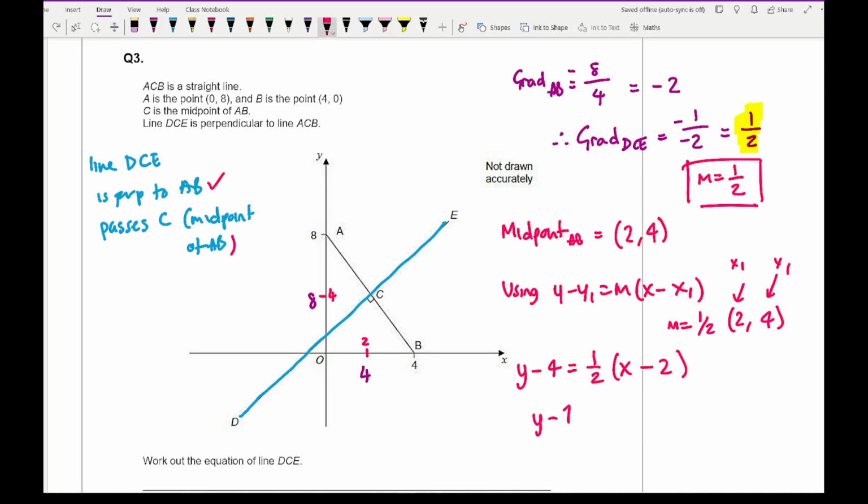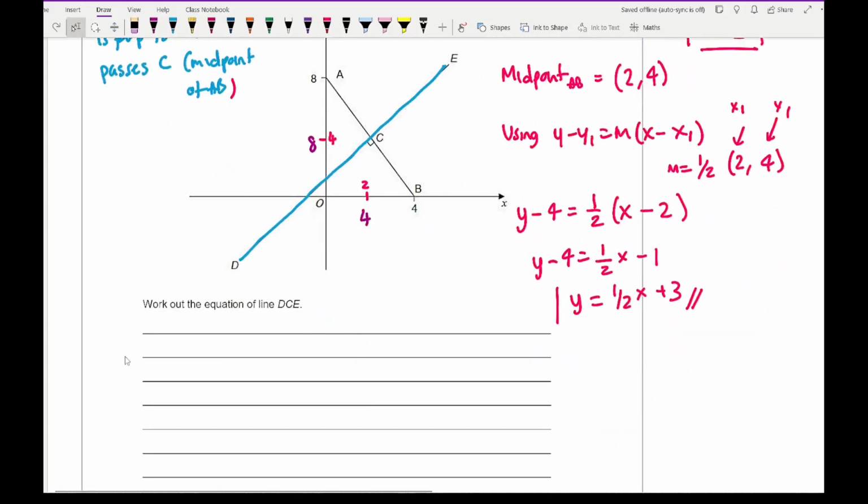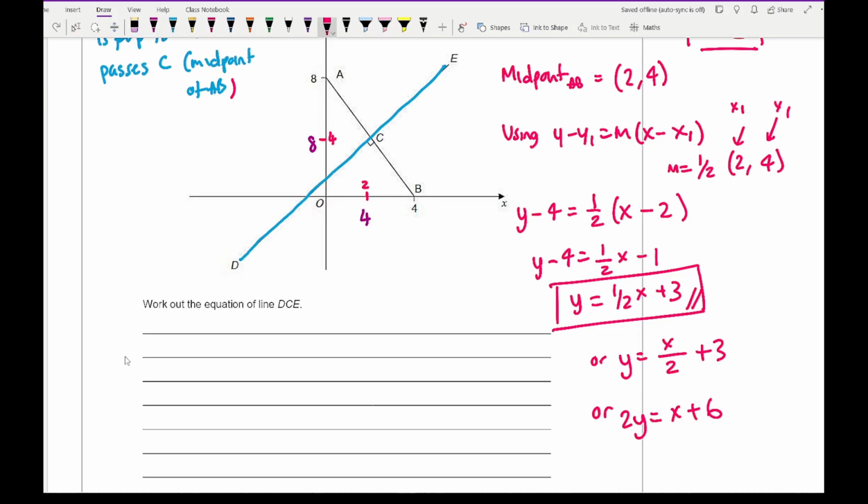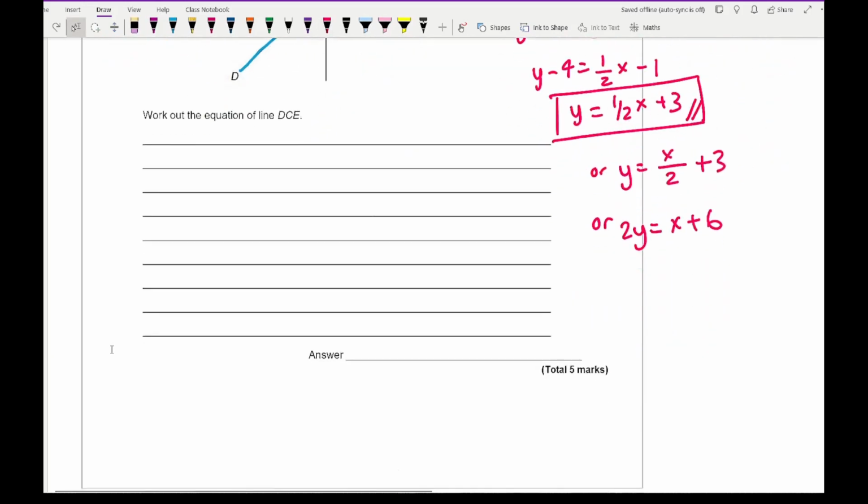So I get minus 4, a half times x is a half x, and a half times minus 2 is minus 1. And then taking the minus 4 over to the other side, we get plus 3. So the equation of the line DCE is y equals a half x plus 3, or you could write it as y equals x over 2 plus 3. You could even write it as 2y equals x plus 6. So any of those would be absolutely fine as the correct equation.